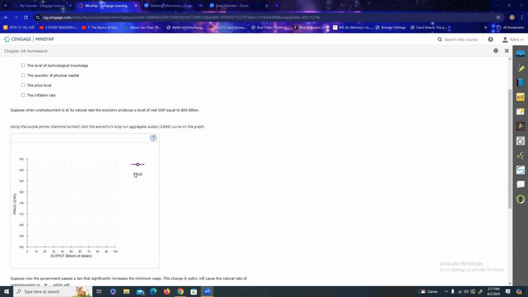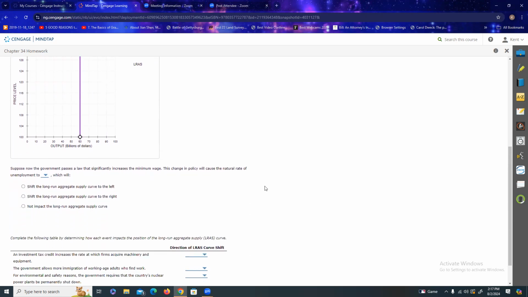Okay, so use the purple diamond plot to show the economy's long-run aggregate supply curve. So we take that, put that at 60, and there we go. There's our long-run aggregate supply curve.